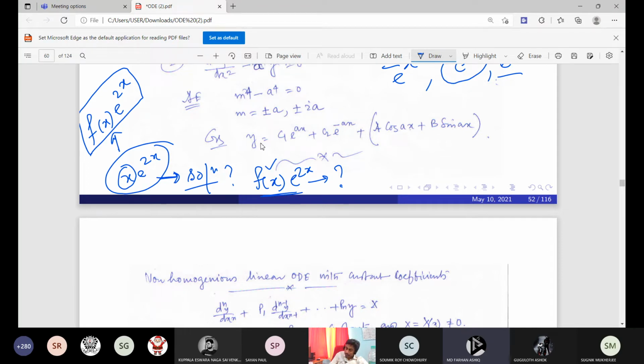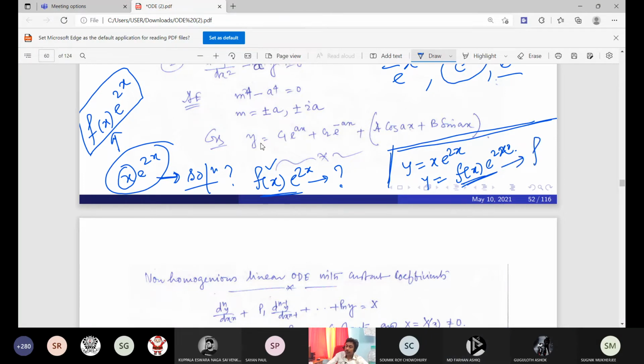So I am giving you a homework. It's a very good question. Better you know the answer if you do the calculation. What you do is check y equals x e to the power 2x, see whether it is a solution or not. And then check y equals f(x) e to the power 2x, whether it is a solution or not. In order for this function to be a solution, you have to impose some criteria on f(x), whether it will automatically satisfy the differential equation.